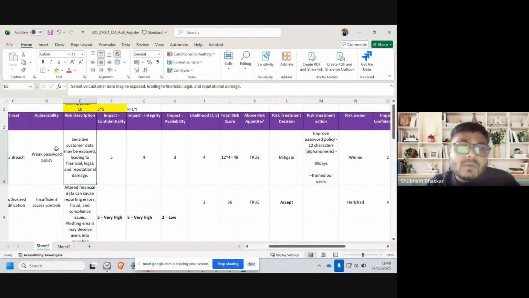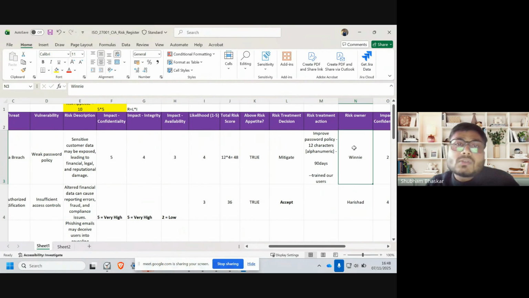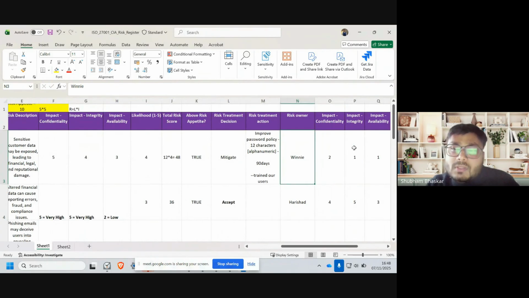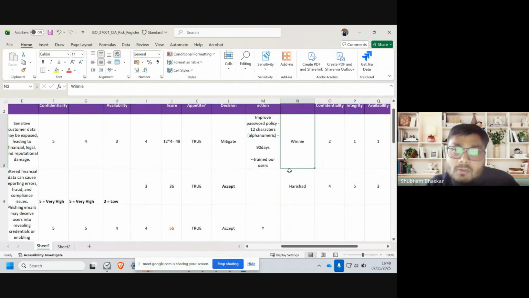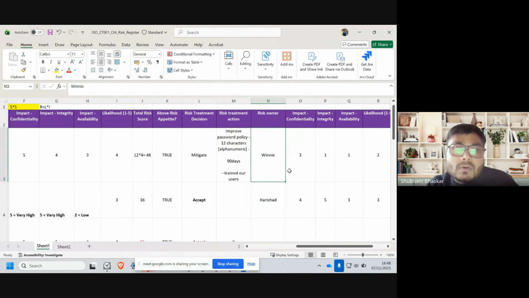You remember, folks, password was very weak. That's the vulnerability. Now what happens? They have decided that they will improve their password policy, increase it to 12 characters, alphanumeric, valid for 90 days, and so on. Who is the risk owner? Assign a person. Now that you have done everything, now let's say that you have implemented a password policy, right? Before, everything was uncontrolled. Now you come again, and then again you calculate the same thing that you calculated before.